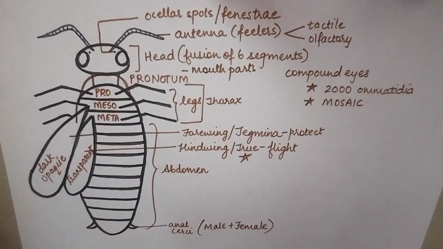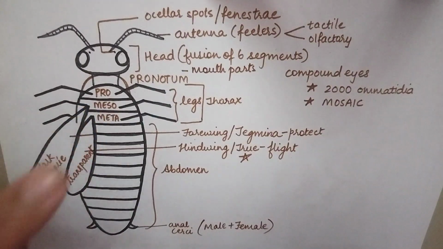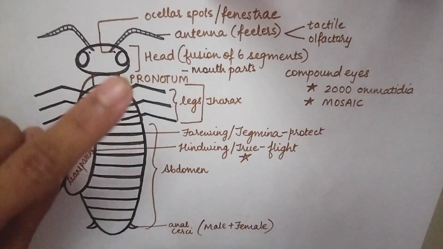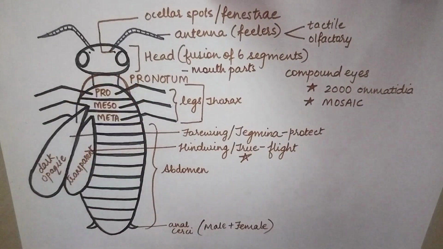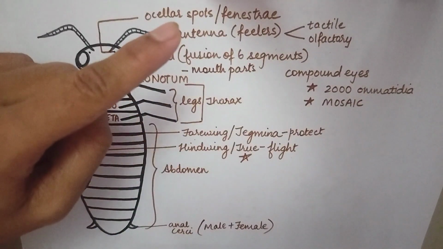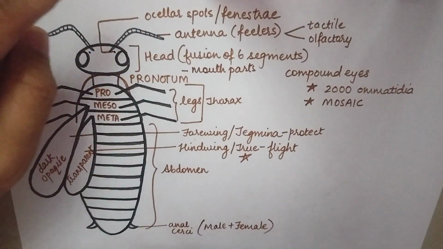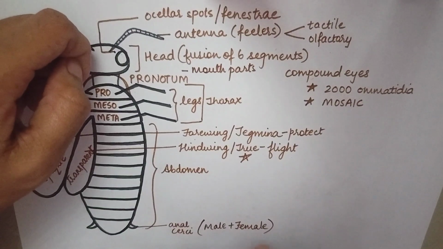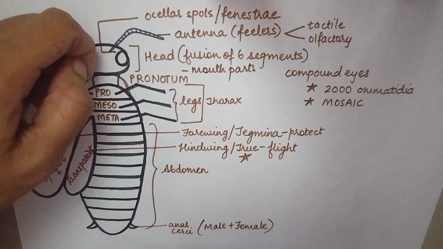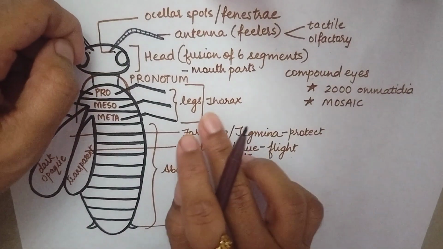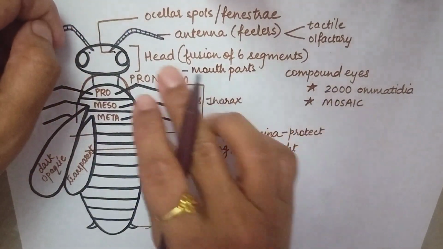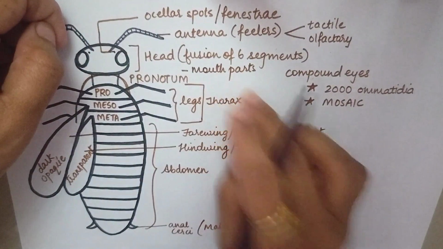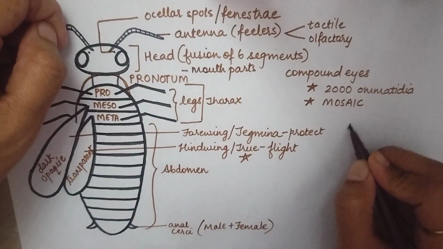There is presence of anal style only in case of male cockroaches, on the 9th abdominal segment. We will discuss anal style in further classes. For now, just remember that on the 10th abdominal segment, we have anal cerci present in both male and female cockroaches. Now one more thing I want to discuss is the legs and the mouth parts present in the head of the cockroach.